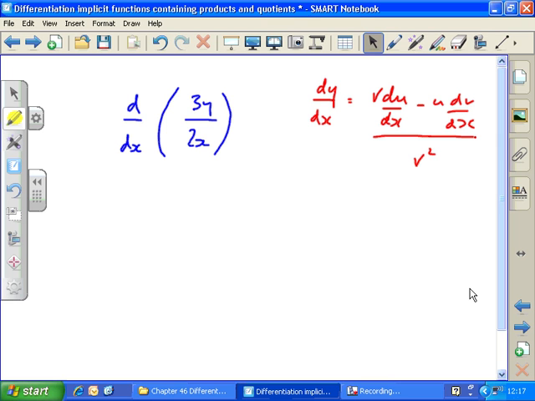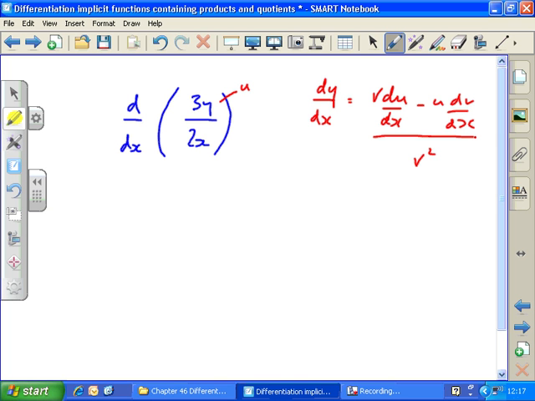Okay, here's another example. Differentiate with respect to x the function 3y over 2x. Well, this involves y and x, and it's a quotient, so we need to use the quotient rule, which is over to the side here. dy by dx equals v du dx minus u dv dx all over v squared. And if you remember what that is in words, it helps.